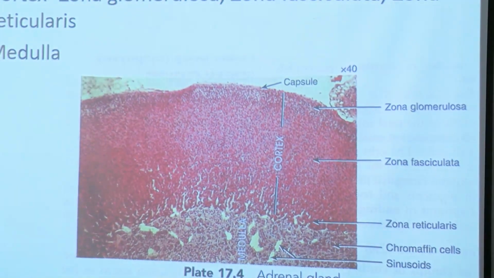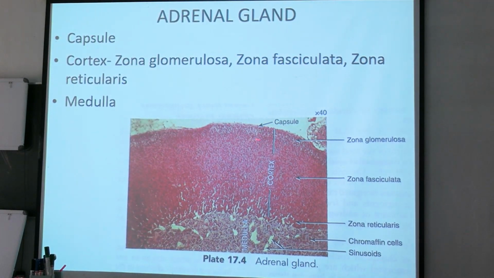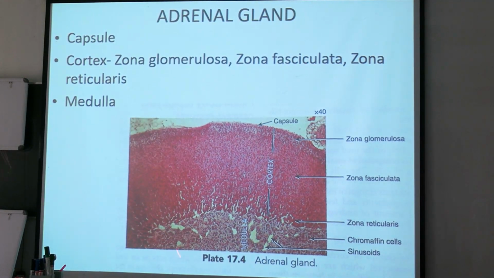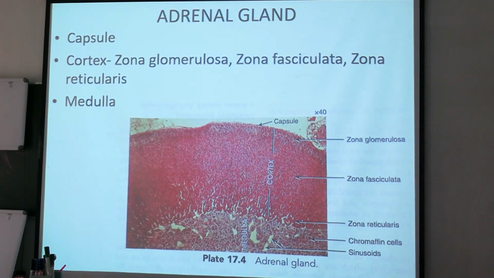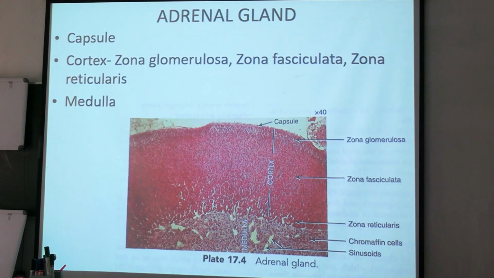So like this you will see under the microscope. Remember this picture, three zones. Glomerulosa is very thin just beneath the capsule, fasciculata is thick, then reticularis, see the sinusoids, and this lightly stained portion is the medulla. Understood? Any queries regarding today's topic?